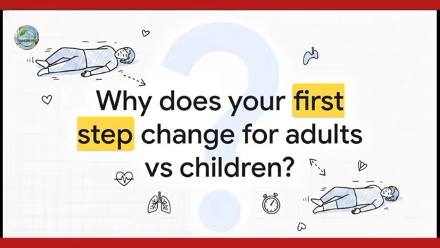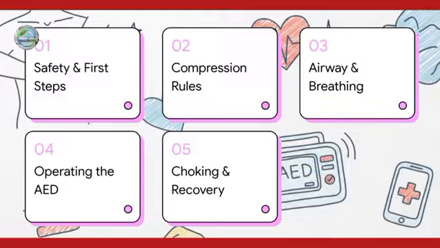Let's kick things off with a pretty high-stakes scenario. Imagine you find an unconscious adult on the ground, and then, hypothetically, later find an unconscious child. Do you actually know why your very first step changes completely between those two? It's a massive difference that literally dictates survival rates, and understanding the why behind it is exactly what we're going to figure out today. So, here is our syllabus for the next few minutes.